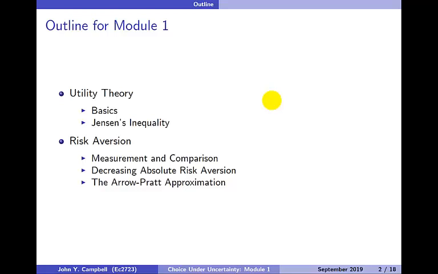In this module, I'm going to briefly review basics of utility theory, introduce Jensen's inequality, relate that to the measurement of risk aversion, describe some results on comparing risk aversion across investors. I'll briefly mention decreasing absolute risk aversion and the plausibility of that assumption. And finally, I'll introduce the Arrow-Pratt approach for analyzing risk premia for small risks.